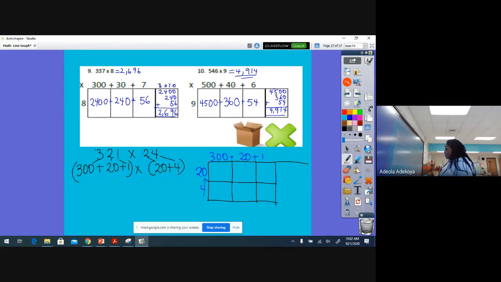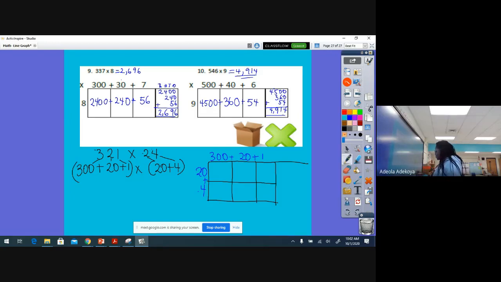So the first thing I want to do is multiply my 20 by all the numbers on the top, and then multiply my 4 by all the numbers on the top as well. So first of all, I'm starting off with 20. I'm going to multiply it by 300, 20 and 1, and then take my 4 and multiply that by 300, 20 and 1 as well.